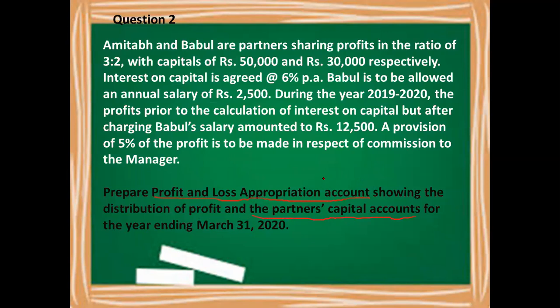So let's read this statement. Amitabh and Babul are partners sharing profit in the ratio of 3:2, with a capital of 50,000 and 30,000 respectively. Interest on capital is agreed at the rate of 6% per annum. Babul is to be allowed an annual salary of 2,500 during the year 2019-20. The profit prior to the calculation of interest on capital, but after charging Babul's salary, amounted to this.